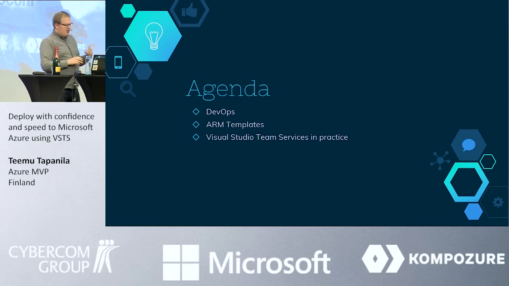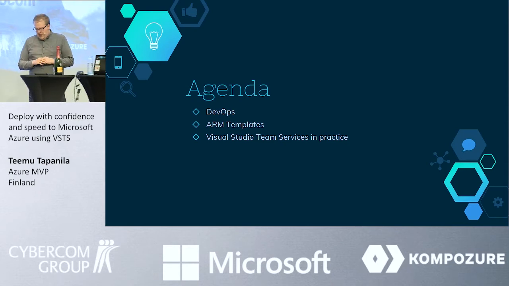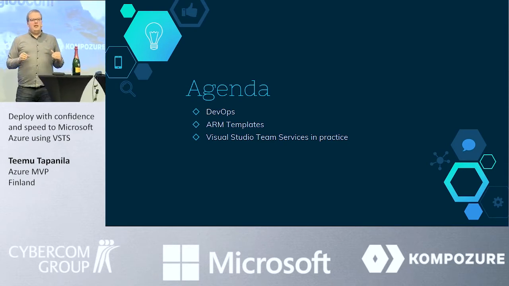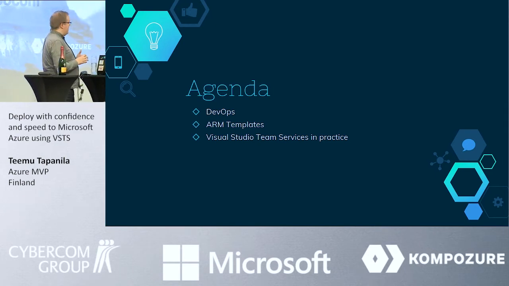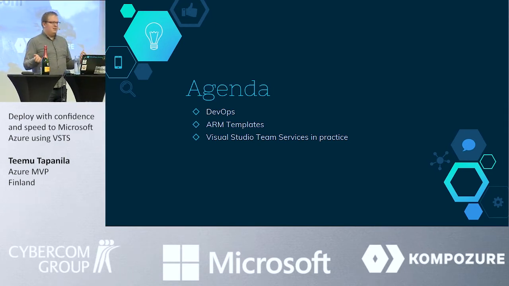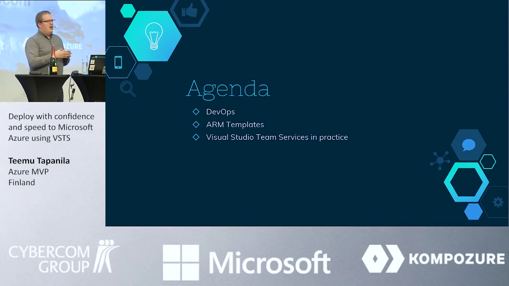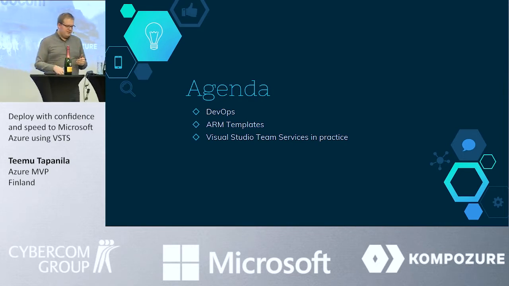Amazing. Then we're going to talk a little bit about ARM templates, because if you want to do deployments to Azure using VSTS, your best option is to use ARM templates. We are not going to go that much into how exactly you write the ARM templates, but we're more talking about best practices from a developer's perspective, of what you need to have there. Then we are going to go to Visual Studio Team Services and practices there. So we are going to focus very heavily on Visual Studio Team Services.